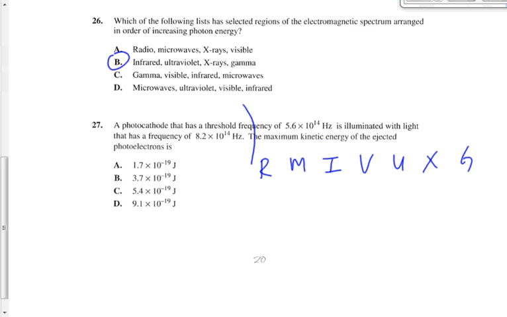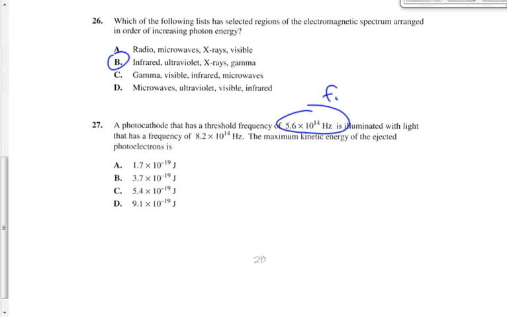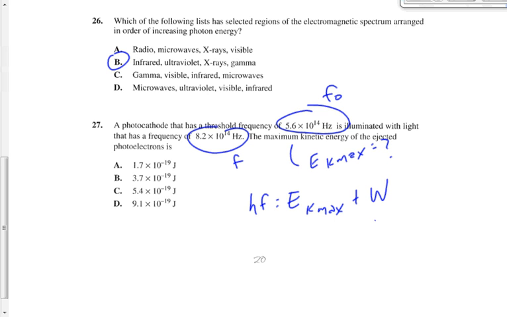27. Photoelectric effect. Here's our threshold frequency. This is not the frequency. This is the threshold frequency. This is the frequency. We want to find EK max. Let's say hf is equal to EK max plus the work function. And let's replace the work function with h times the threshold frequency.